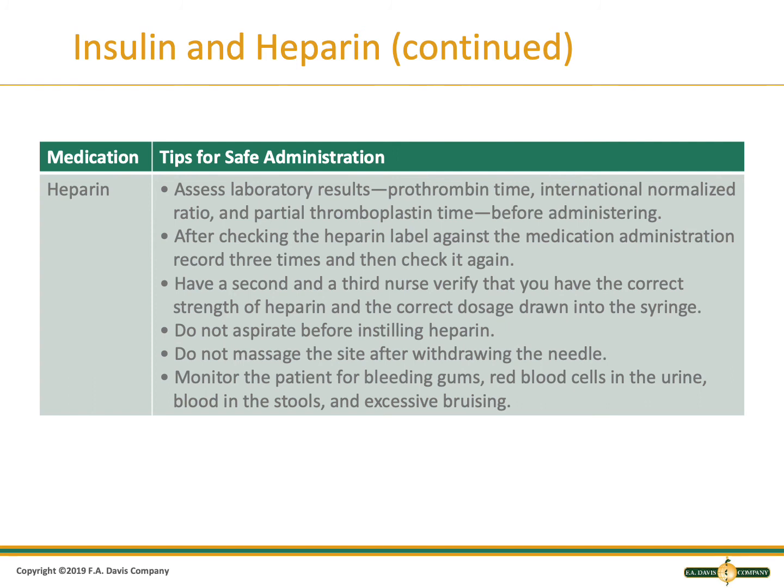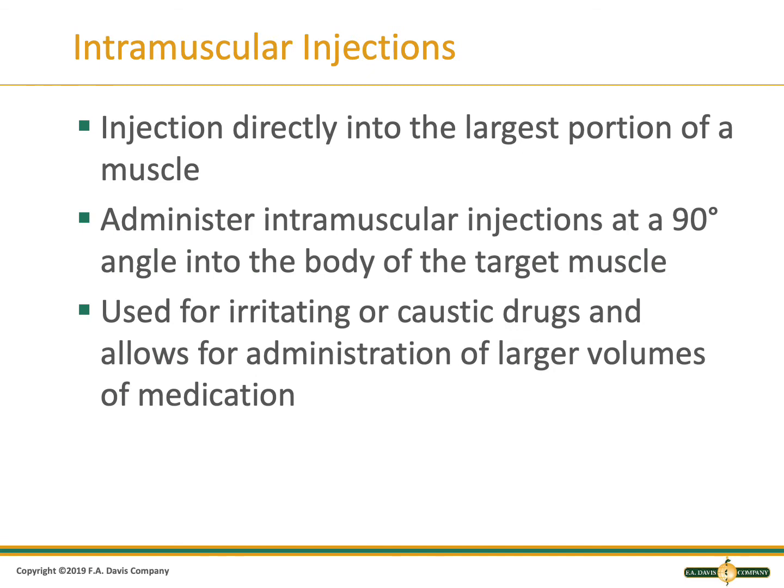And when you're administering insulin, you want to make sure you're rotating sites. Intramuscular injections. Injection directly into the largest portion of the muscle. We administer those at a 90-degree angle. And it's used for irritating or caustic drugs and allows for administration of larger volumes. Remember, we can give up to 3 mLs in one injection.